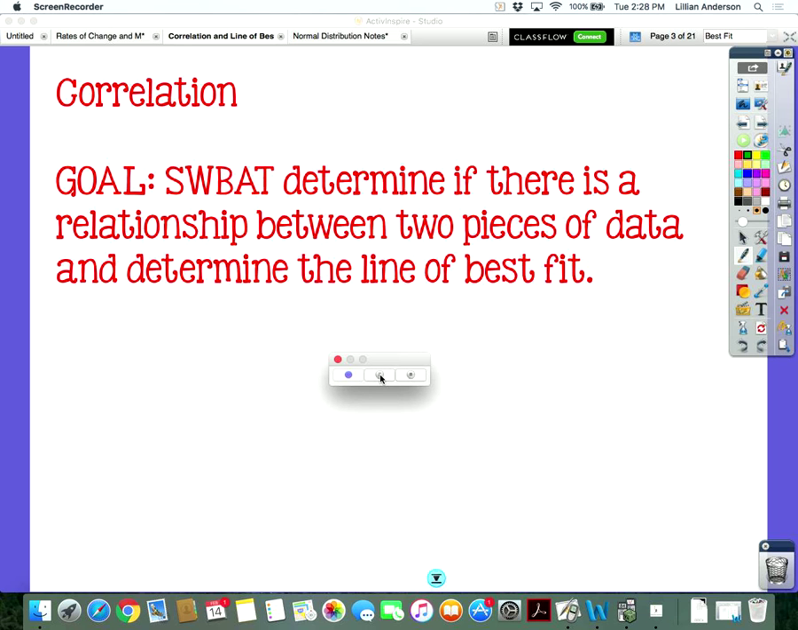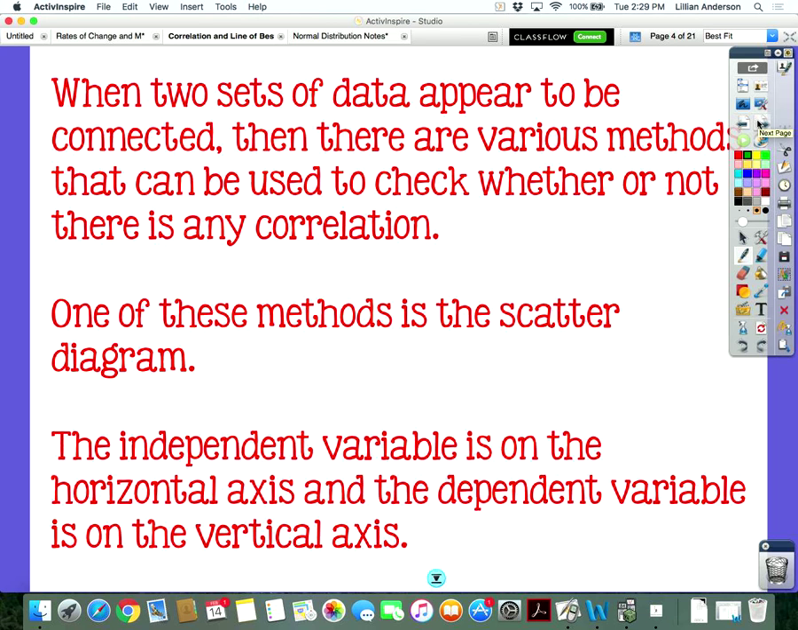Correlation. We're going to determine if there's a relationship between two pieces of data to determine the line of best fit. That's what we're going to be talking about today. Now, correlation is basically when two sets of data appear to be connected in some way. In other words, one affects the other. And there are various methods that we can use to check whether or not there is any correlation.